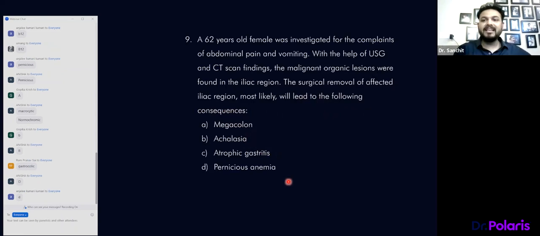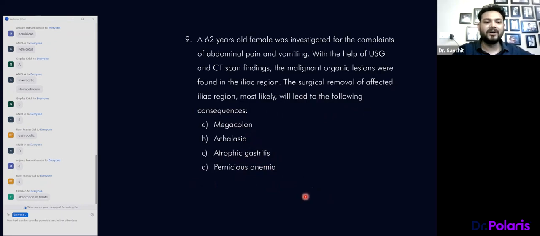Because of the ileal resection, now the person will develop pernicious anemia, because obviously they cannot absorb anything. And what is absorbed in the ileum? Yes, vitamin B12 will not be absorbed, as well as absorption of folate. Folate will come down, and that will lead to pernicious anemia. Atrophic gastritis cannot happen because you are resecting out an ileum here. So obviously it is out of logic.